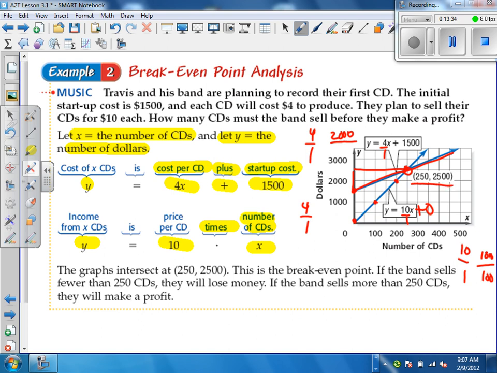So remember, X is how many CDs? They're saying they intersect at 250, 2,500. That's the break-even point. If the band sells fewer than 250, they're going to lose money. So if they don't get to 250, they're going to lose money. Once they get to 250, that's when they're going to start making the profit.